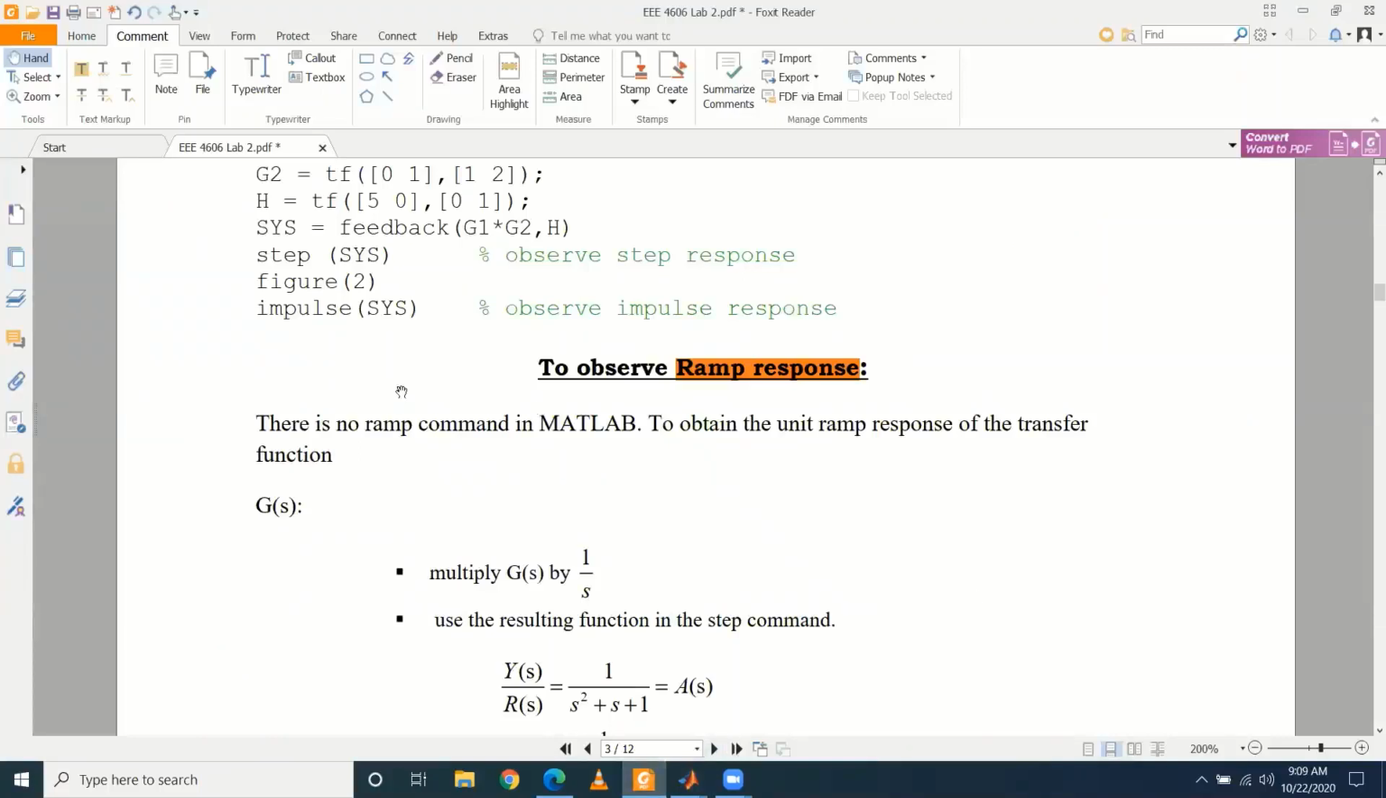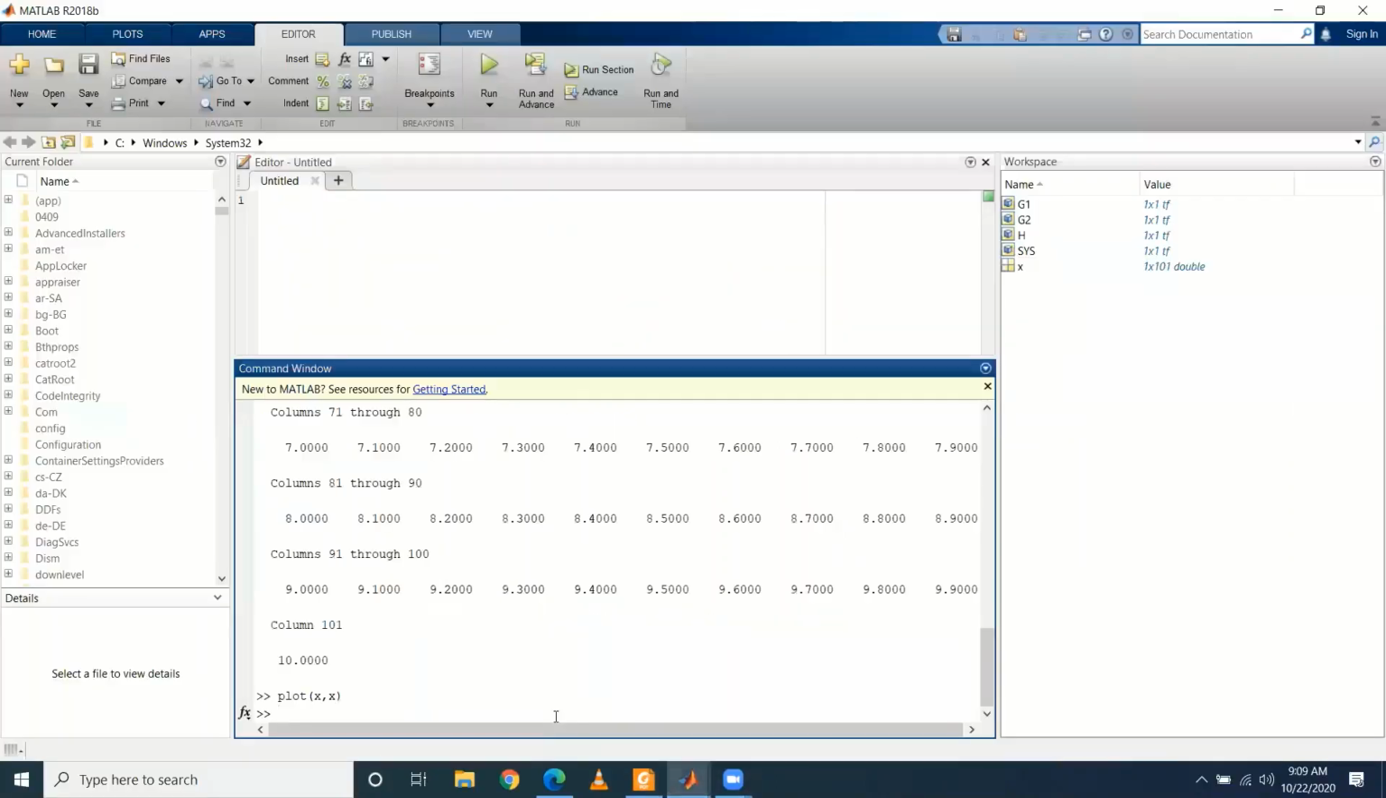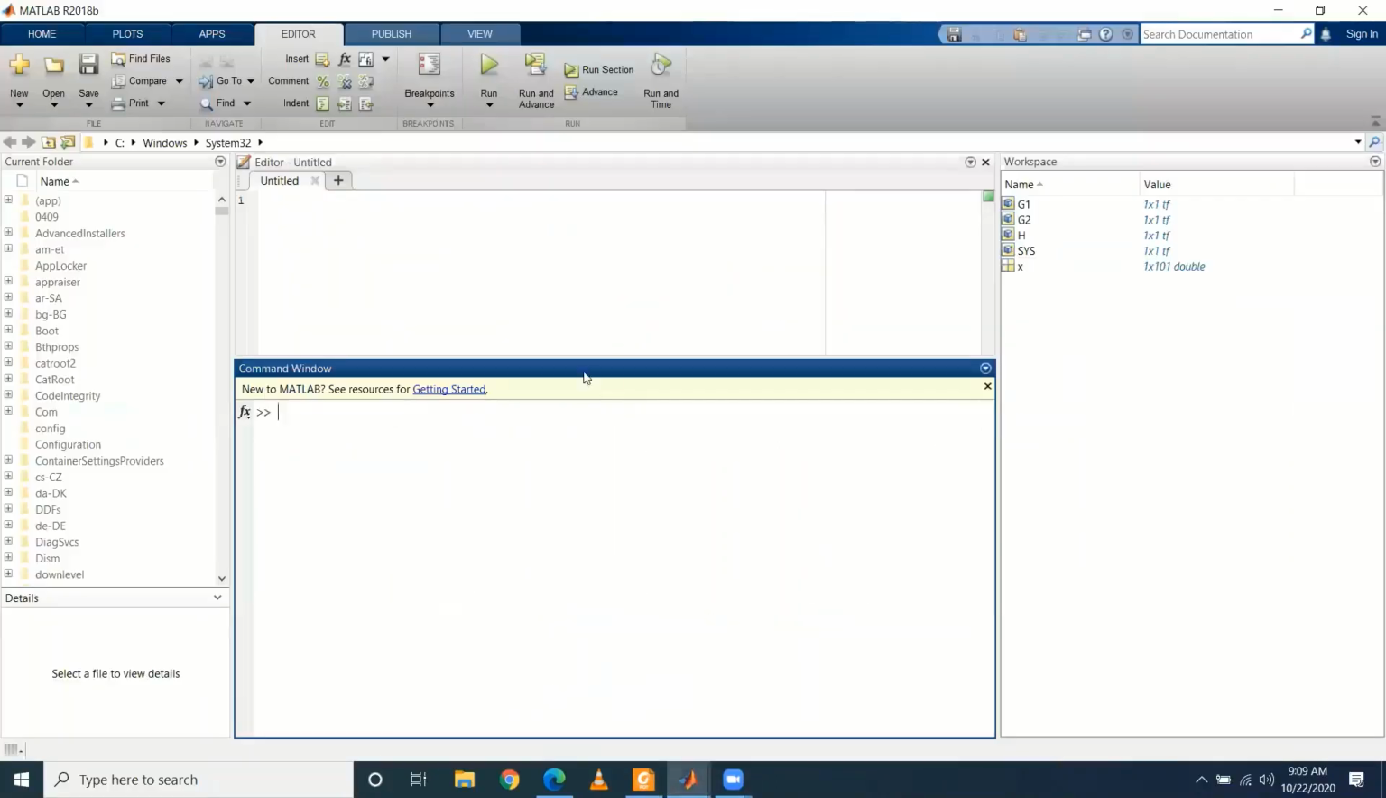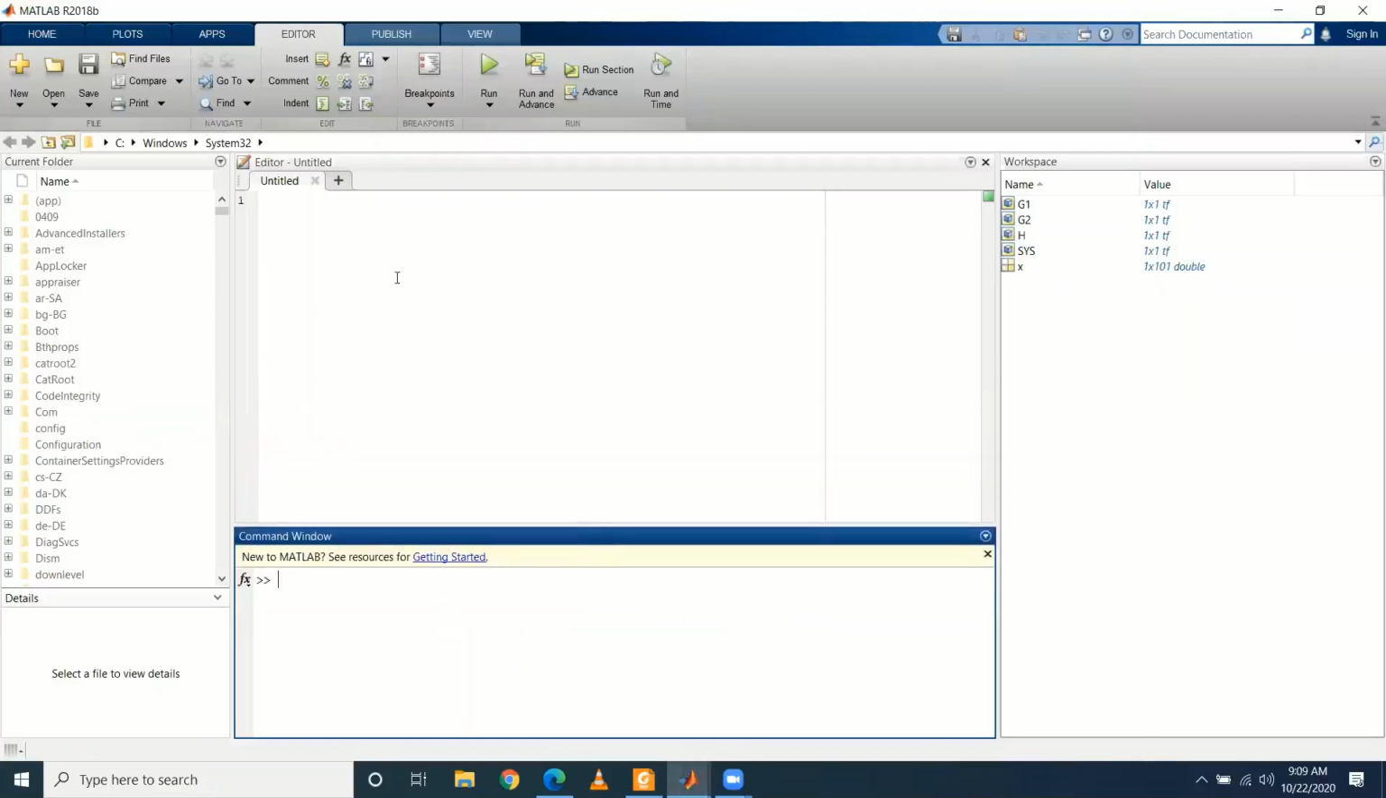The thing is, there is no direct command like step and impulse. You cannot use ramp. There is no ramp command. So for that, you need to do some manipulations to your transfer function. So let's see how it's done. Normally, I would explain this using a board.